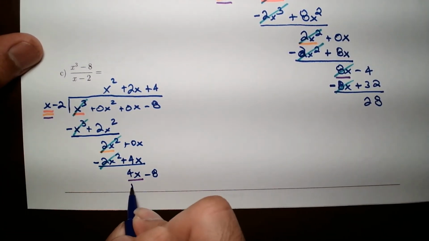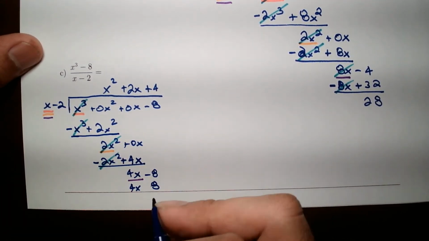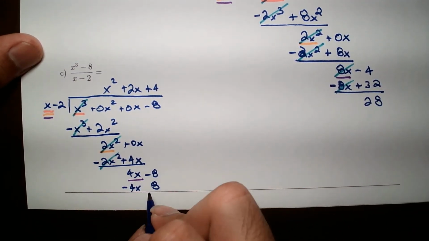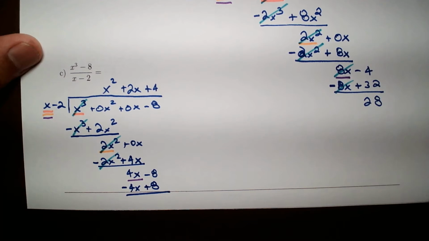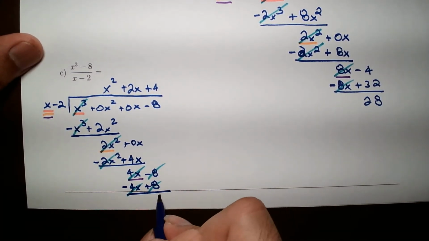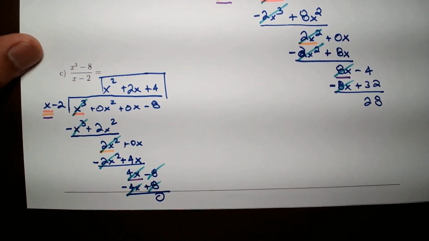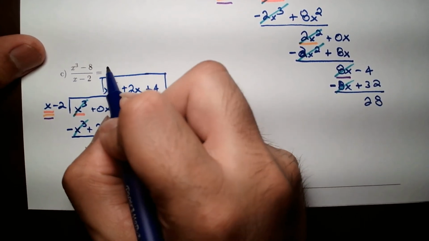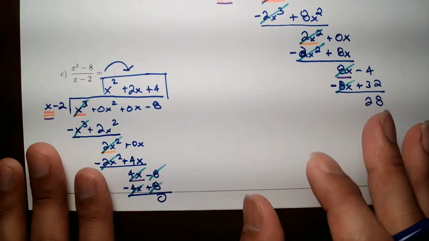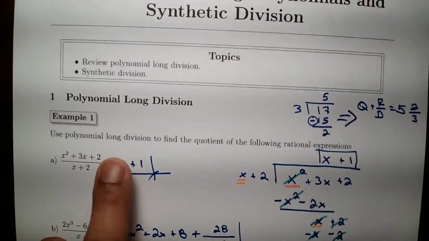4 times x, that's 4x. 4 times 2, that's 8. Positive times a positive is positive, change to negative. Positive times a negative is negative, change to positive, combine. And this one gives us a 0 remainder. So in this case, that's the final answer to this division. All right, so these are a couple of examples of dividing using polynomial long division.